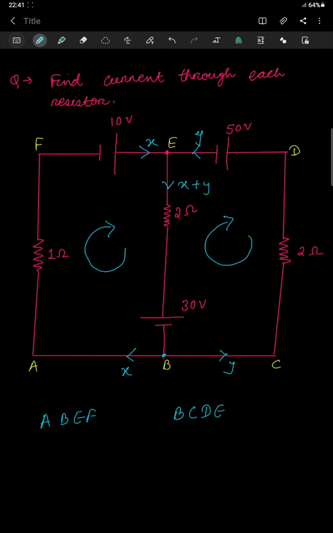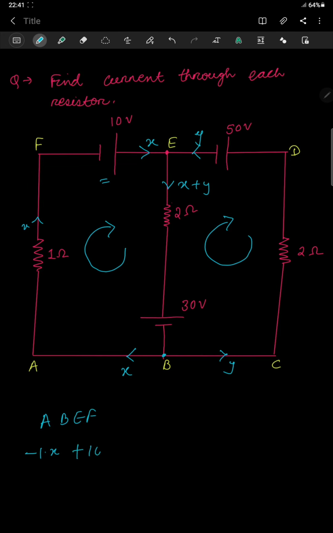Now we have to apply Kirchhoff's law. It will be applied in the two loops. First we will apply it in the loop ABEF. In ABEF, the current through the 1 ohm resistor is in the direction X. My direction and the current direction are the same, so what will I take according to the sign convention? Minus 1 into X.